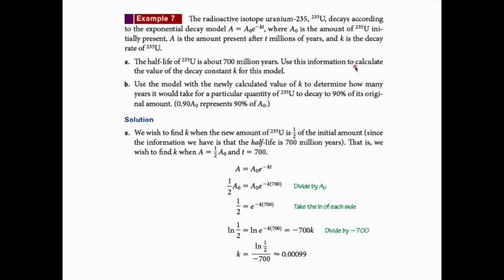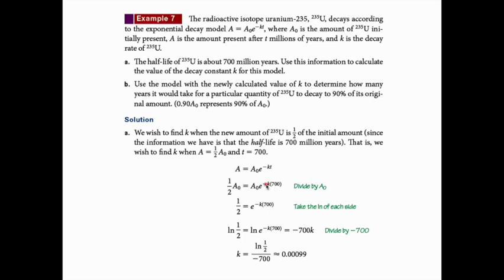So here's the information that we know. 700 million years is the half-life. That means after 700 million years, half of what was started with is going to be left. So whatever I start with here, we can just call it A naught. We're going to have half of it after 700 years. So we're going to plug in 700 here. That will allow us to solve for k.